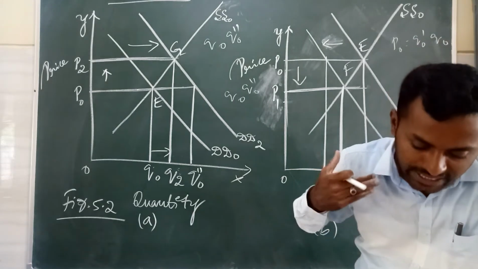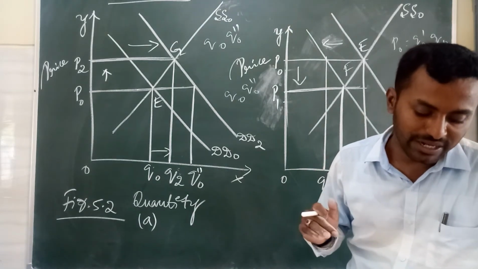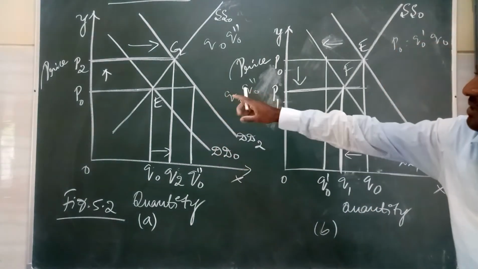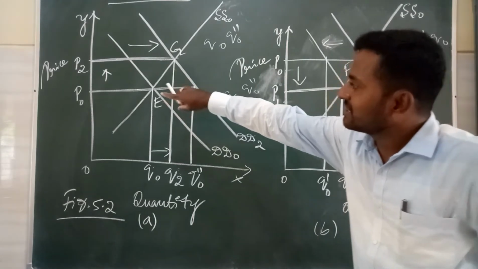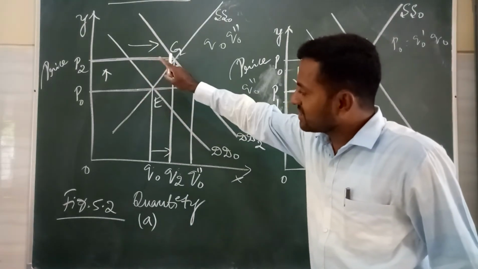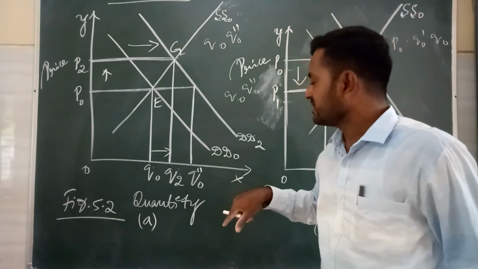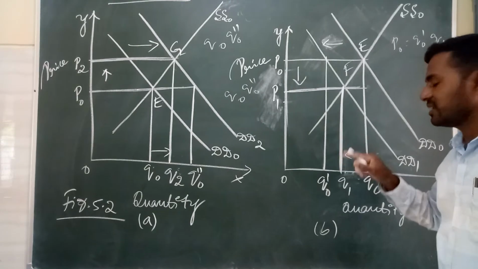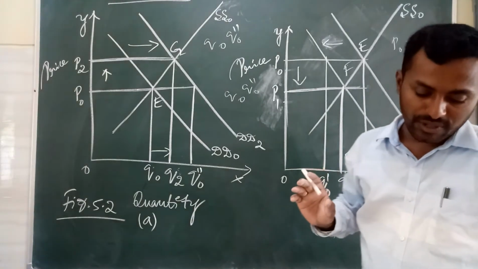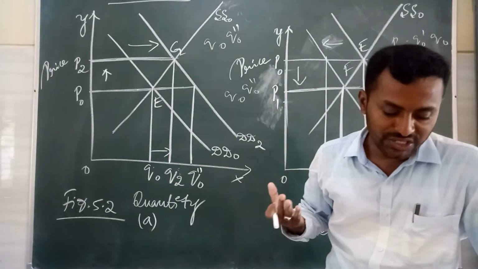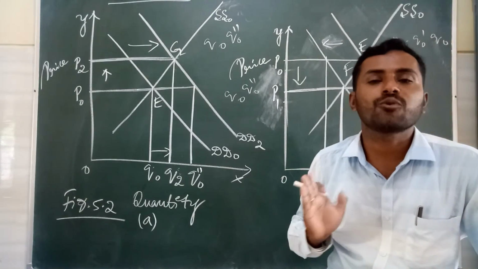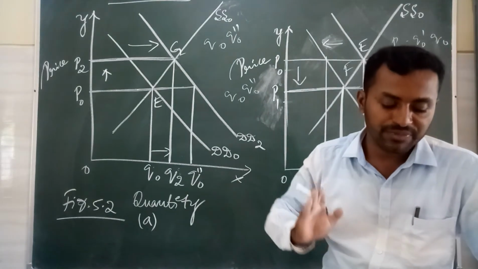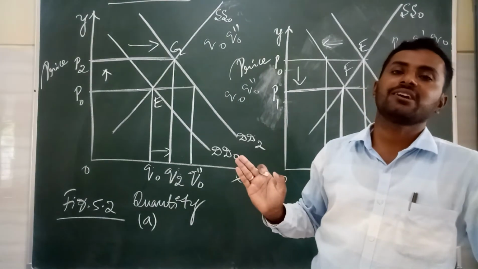The change in equilibrium price and quantity is in the same direction whenever there is a shift in the demand curve. See both panels here. In panel A, the price increases, and the quantity also increases. In panel B, the price decreases, and the quantity also decreases. Both show that the direction of the change in equilibrium price and quantity is the same whenever there is a shift in the demand curve.